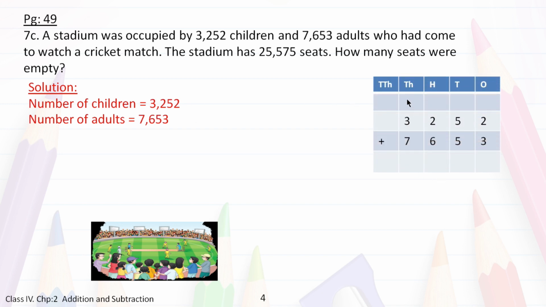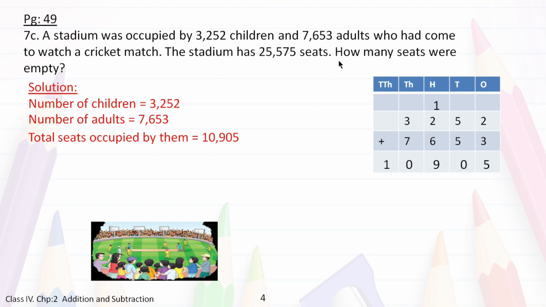Now, having our place value chart and starting from the extreme right, 2 plus 3 will give me 5. 5 plus 5 will give me 10. Okay, 6. See, I'm not going to start from up to down. I know that 6 is the biggest number, so I'll start with the biggest number. 6 plus 2 plus 1, that way I'll do. It will give me 9. And 7 plus 3 will give me 10. So the total number of seats occupied is 10,905.